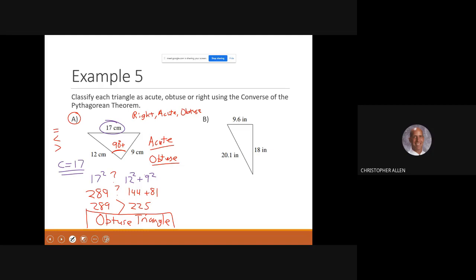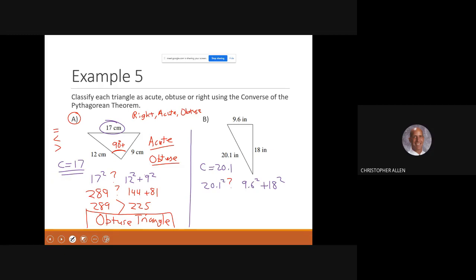Let's go ahead and do part B here on this last one. That'll bring us right to the end of our 60 minutes. And then we'll talk about what you guys need to do for your support time. So let's go ahead and do the same thing here. First thing you want to do is recognize C has to be the longest side. It has to be that 20.1. So we're going to do 20.1 squared, 9.6 squared, plus 18 squared. And we want to know what that relationship is.